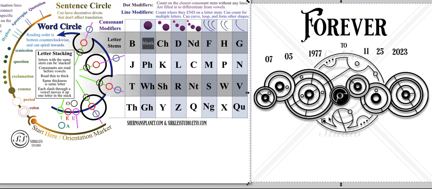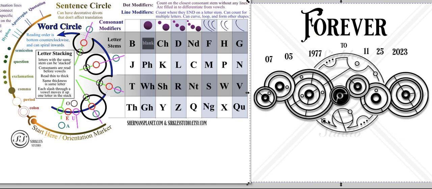So this is that start indicator here, and it tells you that this is the first letter of our first word. This script is typically read starting at the bottom and then going counterclockwise, which is written here. And this means that we have the first few letters here and then the next few letters there of this kind of compound word, forever.